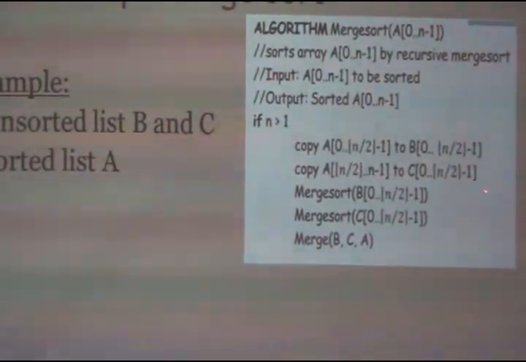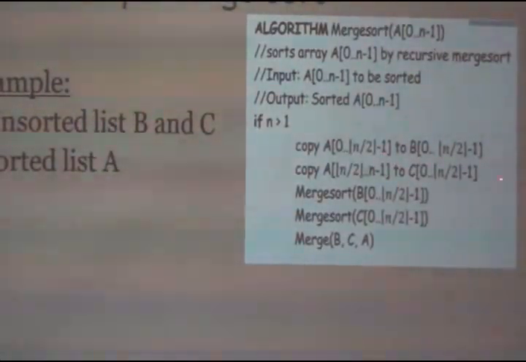Suppose n is 10. 10 by 2, how much? 5. 5 minus 1 is 4. So the first 4 elements will be in array B and the remaining 6 elements in array C, and the same way you have to do the merge sort on each and finally merge both arrays. You have to do this process separately for each, and finally you need to merge it.